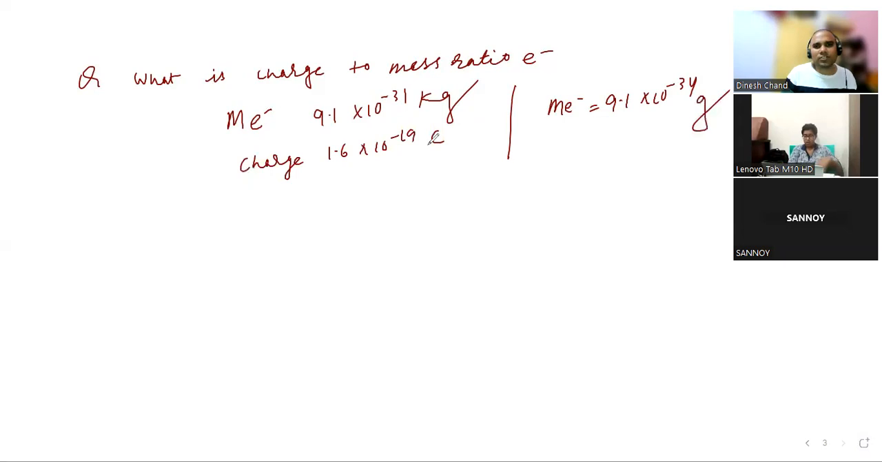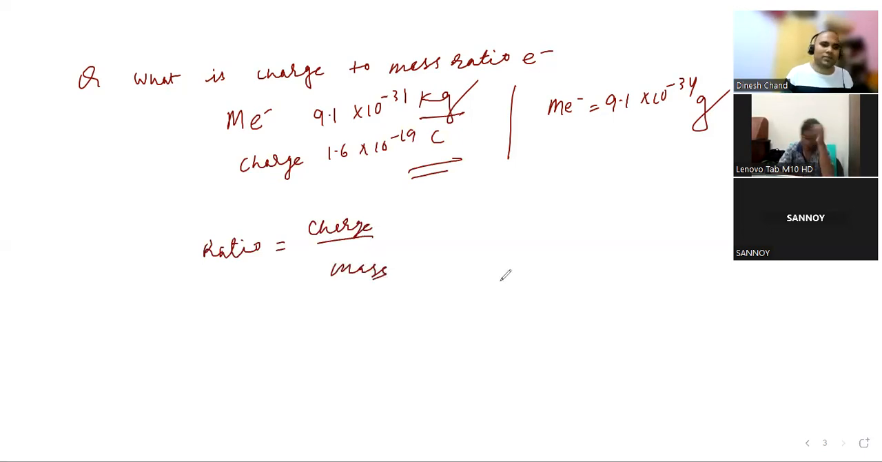Tell me the charge to mass ratio in coulomb per kg. Sir, we will have to divide both of them. Then what we find would be the charge to mass ratio. Okay, calculate. The charge is on top and the mass is downside. Try this one, and I will tell you the correct answer. Charge by mass, by 9.1 into 10 power minus 31.